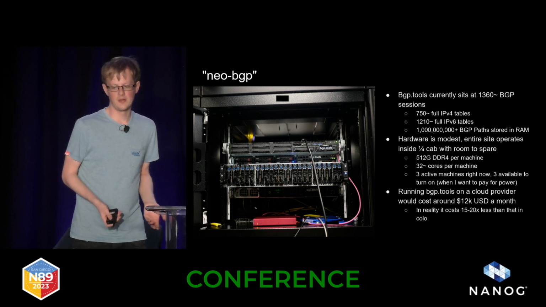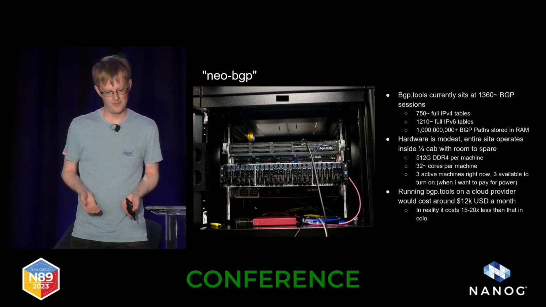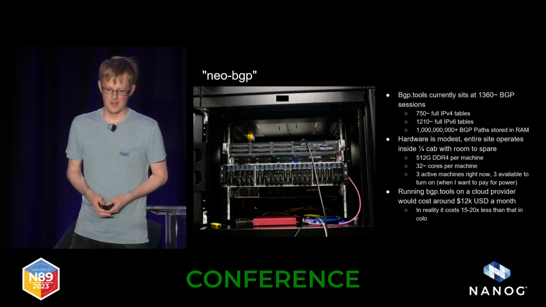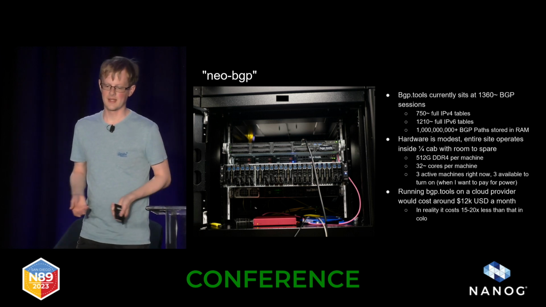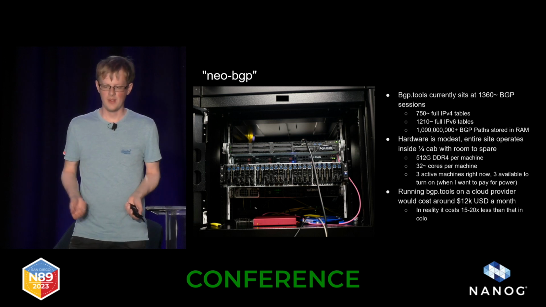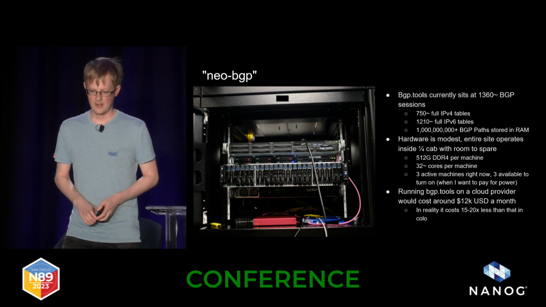The entire site operates inside a quarter cab. In fact, you can pretty much see the total usage of the compute side of that is actually only about, what is that? That's 4U. Each machine is dimensioned to be optimal for that exact use case. That's 0.5 terabyte of RAM per machine, and 32 cores per machine is generally the sweet spot. Right now there are only 3 active machines, and there are 3 more ready to go when they're required.